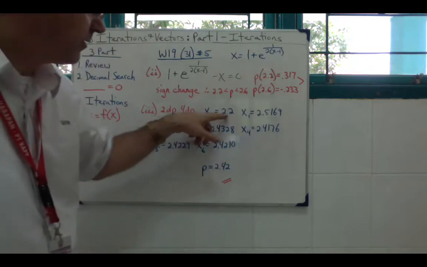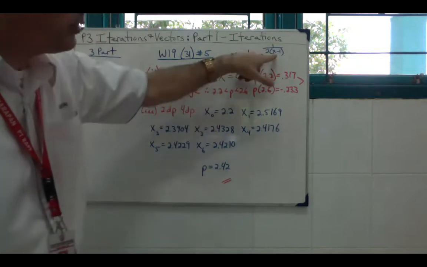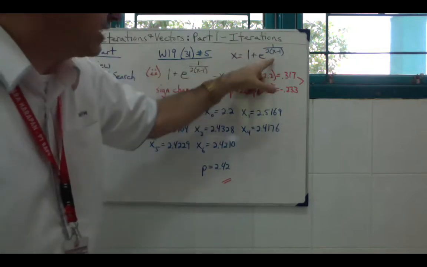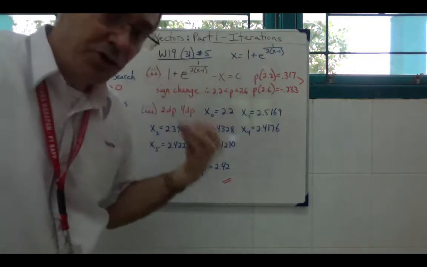So you start with the lower end, the 2.2, that's your original number. You plug it into the f of x, and that's going to give you your new x.